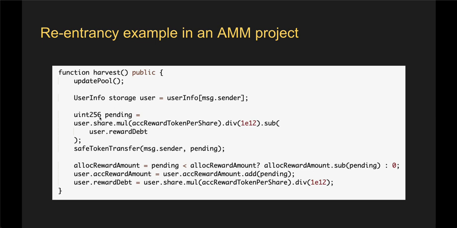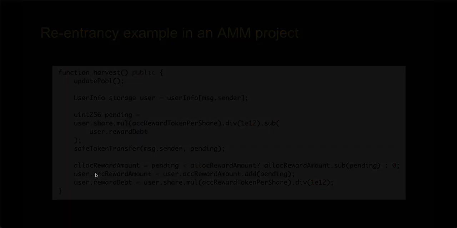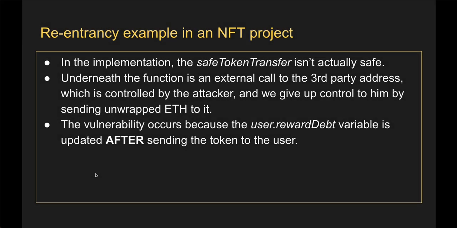Why? Because in the pending calculations, we are subtracting from the user share the user reward debt, and that is updated after the safe token transfer, which, as we just learned, isn't really safe. So if something is called safe in smart contracts, don't believe it is really safe. And here's basically the explanation and summary of what I have just said.